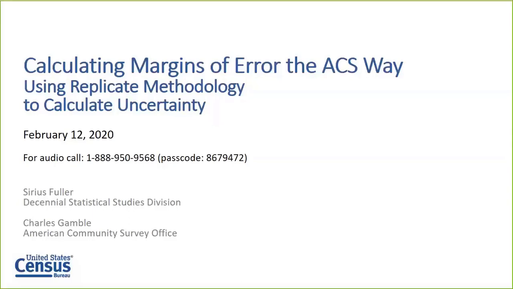I would now like to turn the conference over to your host, Mr. Charles Gamble. Thank you. You may begin. Good afternoon and good morning to those of you on the West Coast. My name is Charles Gamble, and I'm a Supervisory Survey Statistician in the Outreach and Education Branch in the American Community Surveys Office. And I'm accompanied by Mr. Sirius Fuller, a Mathematical Statistician in the Decennial Statistical Studies Division. We'll be talking about calculating margins of error the ACS way using replicate methodology to calculate uncertainty.